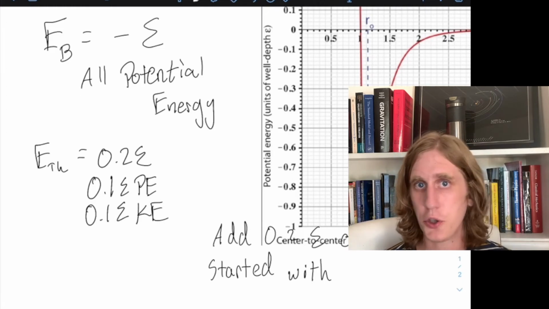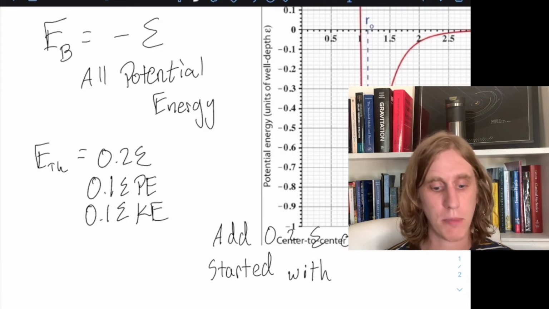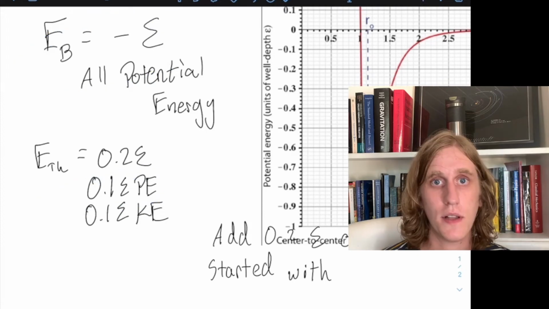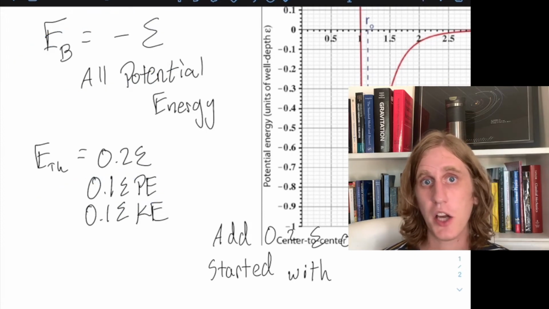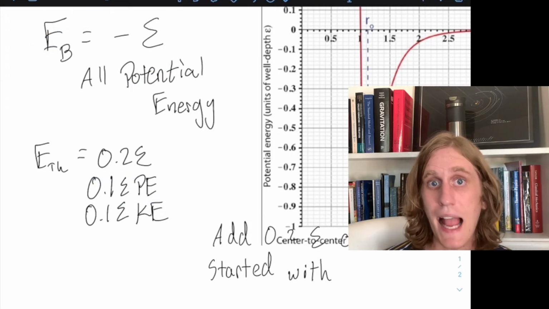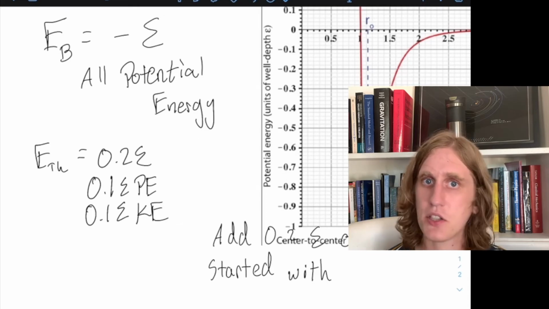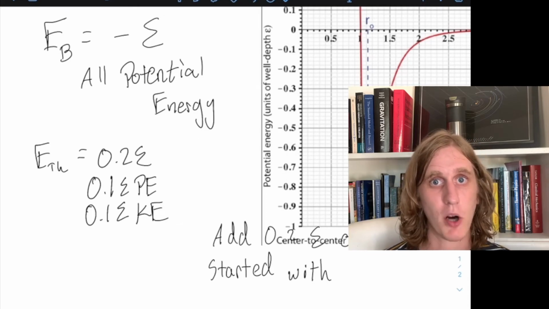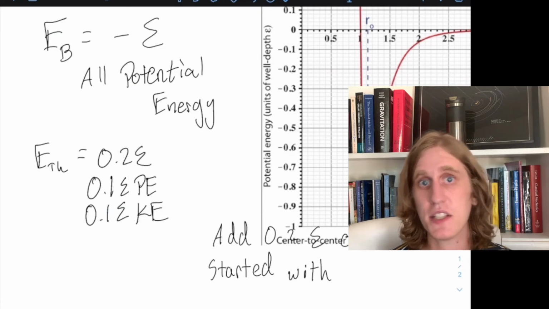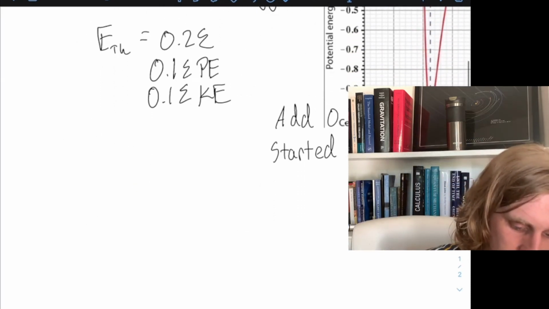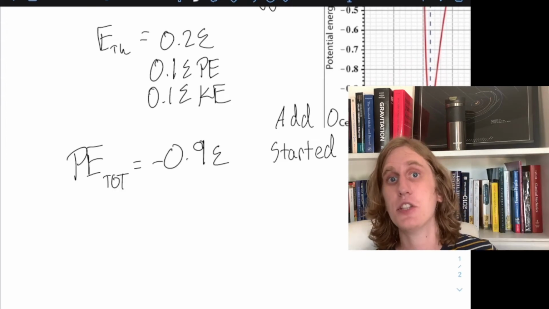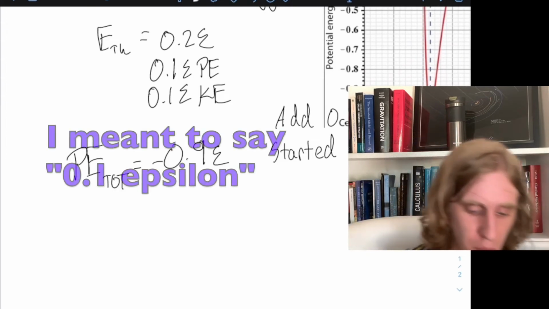Well, there are two sources of potential energy here. Their bond energy and their thermal energy. They have negative epsilon of potential energy from their bond energy and 0.1 epsilon of potential energy from their thermal energy. So the total amount of potential energy these particles have is negative 0.9. And the total amount of kinetic energy these particles have is 0.1.